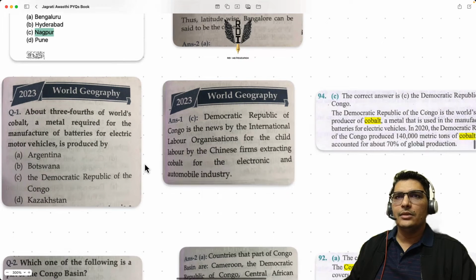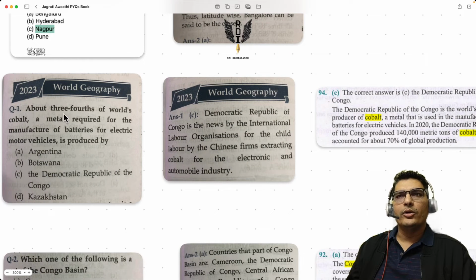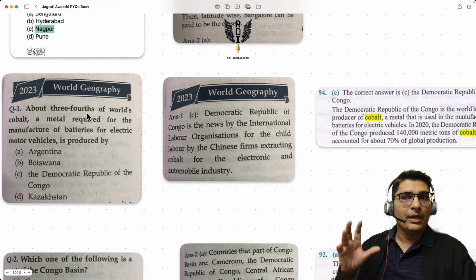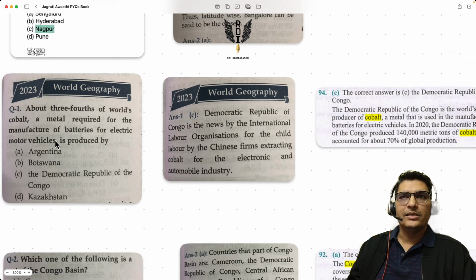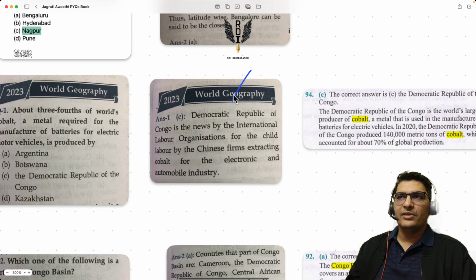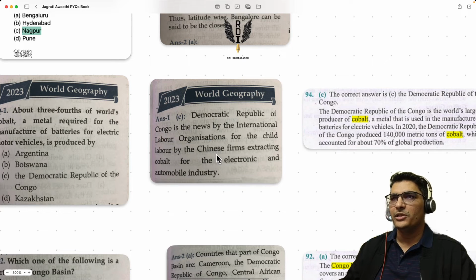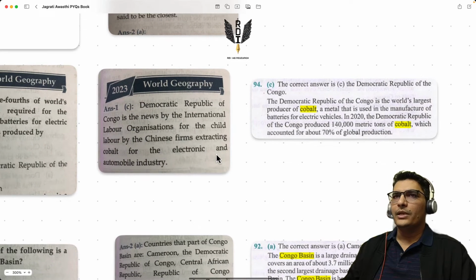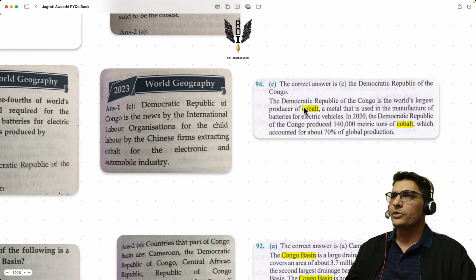Next is this 2023 question. It talked about cobalt. About three-fourths, 75%, is a big figure, right? About 75% of the world's cobalt is produced by which country? Jagrati Awasthi's book I mentioned in the last video, with some mention of child labor here. Let us see what Mrunal Patel's book says. So the correct answer is DRC. DRC is the world's largest producer. That's okay. That is what the question also says.